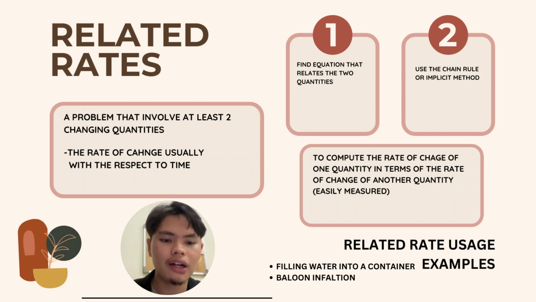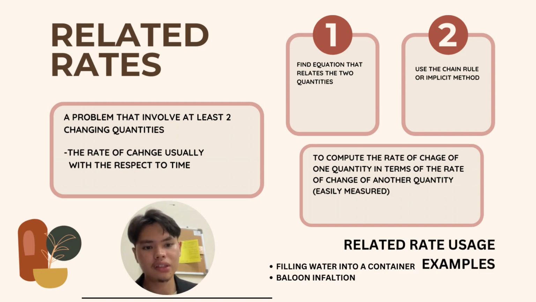There are a few procedures that we can follow to achieve this result. First, we must find an equation that relates the two quantities. Second, we then use the chain rule or implicit differentiation to find the answer.